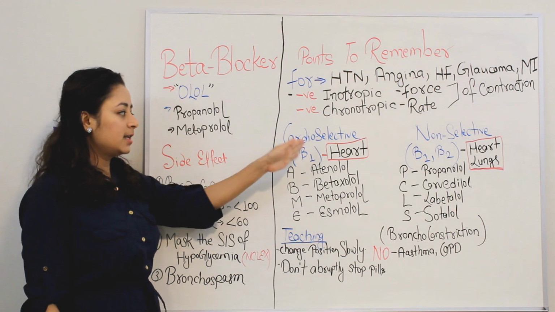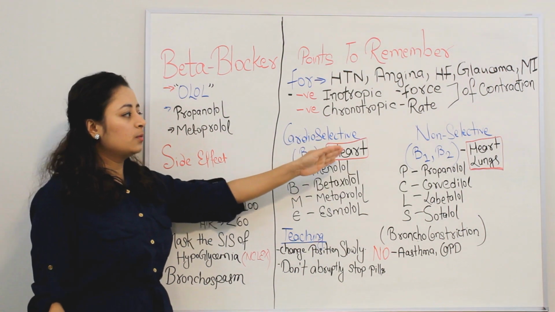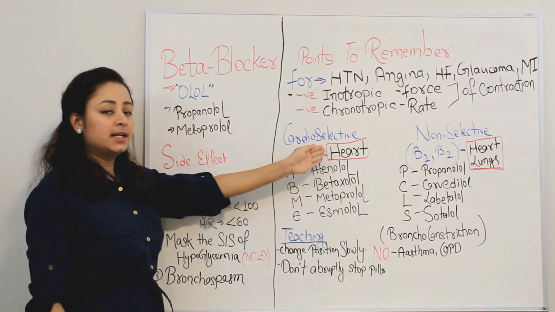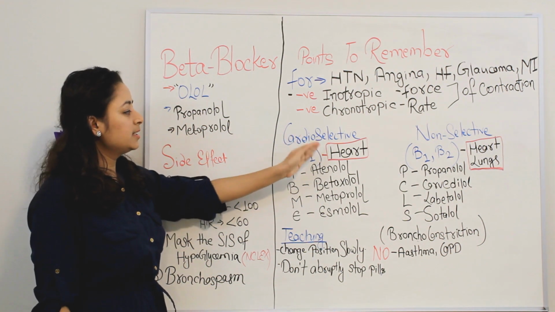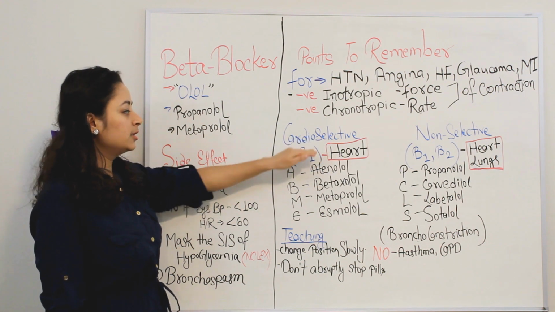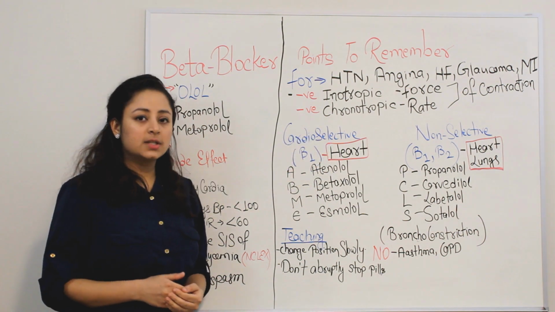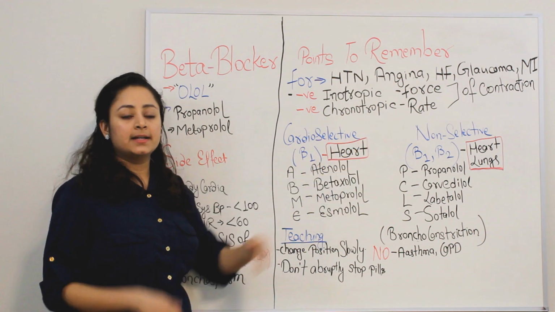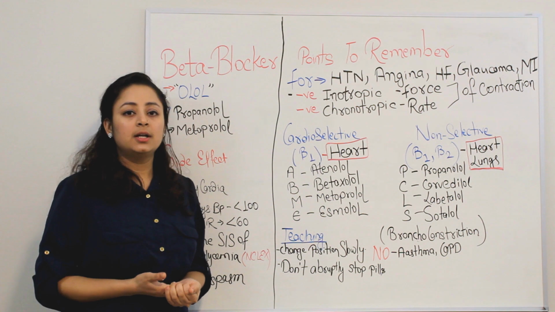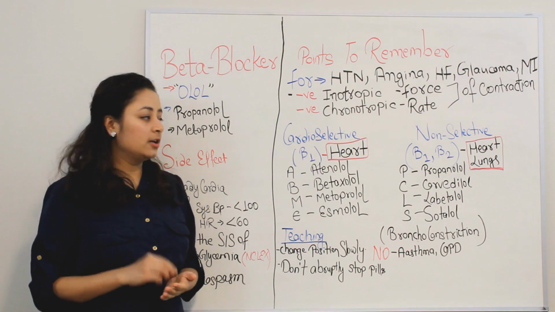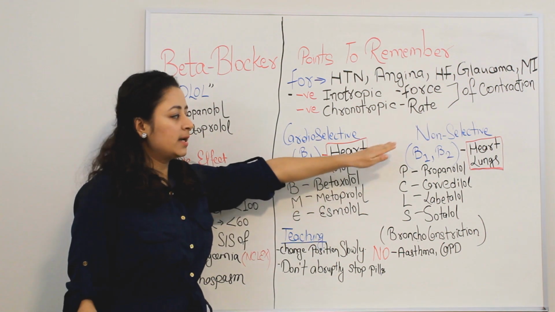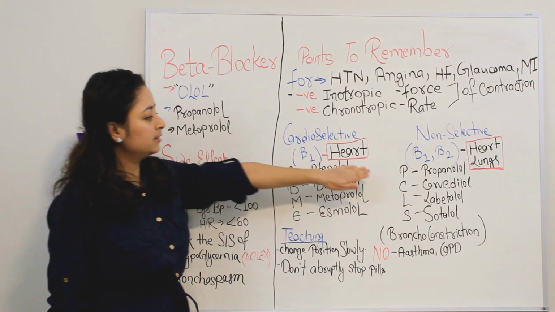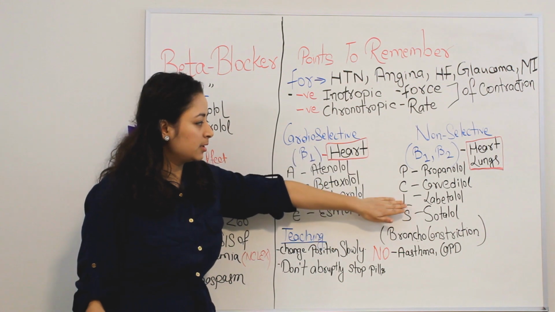One is the cardioselective beta blocker, and the second one is the non-selective beta blocker. Cardio means heart, right? So the cardioselective beta blocker mainly targets the heart, and they block the beta 1 receptor. And the non-selective beta blockers target the heart, lungs, and other systems of the body as well, but mainly focus on the heart and lungs. They block beta 1 and beta 2 receptors. So here is the list of cardioselective beta blockers and the list of non-selective beta blockers.